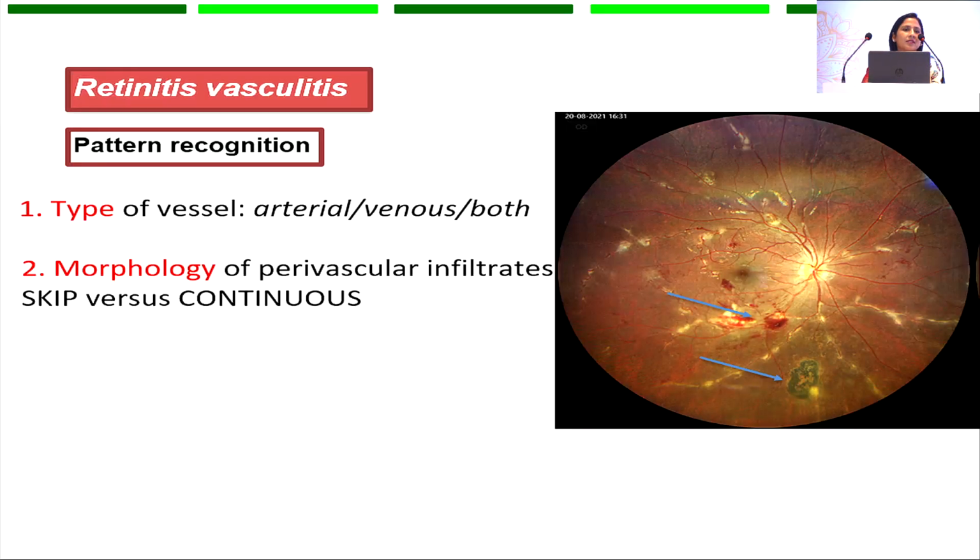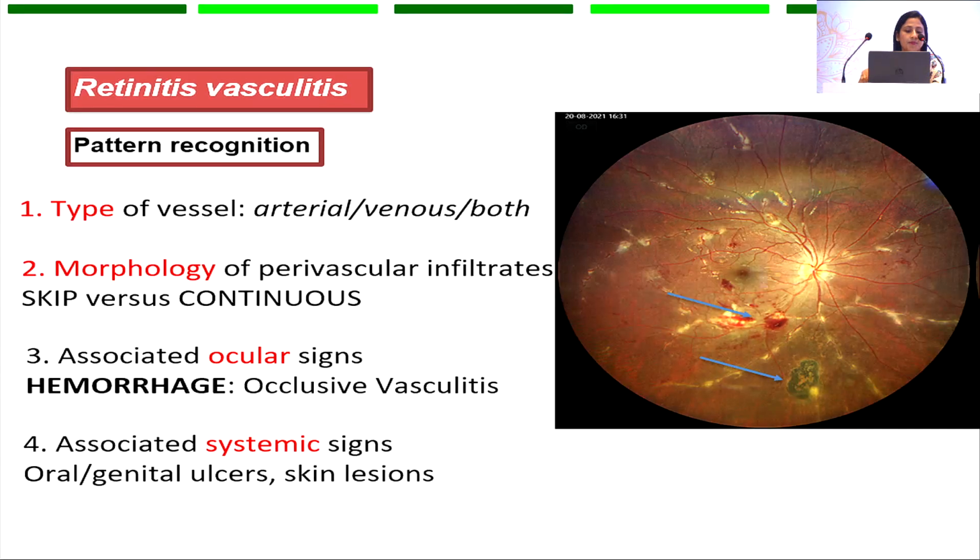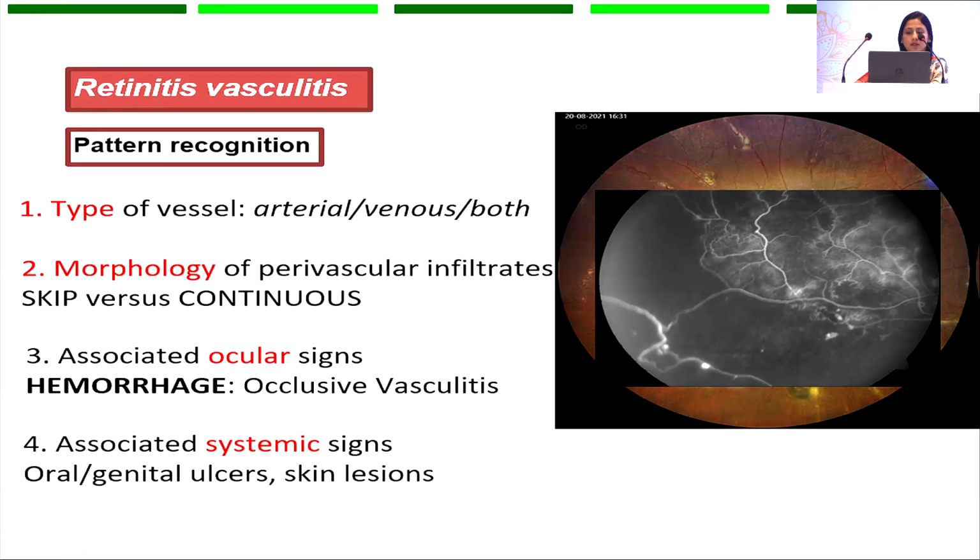Retinal vasculitis, there are multiple reasons. The main thing is that we should recognize that this is vasculitis. You should see perivascular cuffing with some irregular margins, and you need to note down which vessel is involved. Is it primarily arterial, venous, or both? Is it a skip vasculitis? You can see here where it is not continuous, while sometimes it is a continuous vasculitis. You need to see whether there are hemorrhages, because that's usually associated with occlusive disease. Here, when you do an FA, we see the capillary non-perfusion areas.